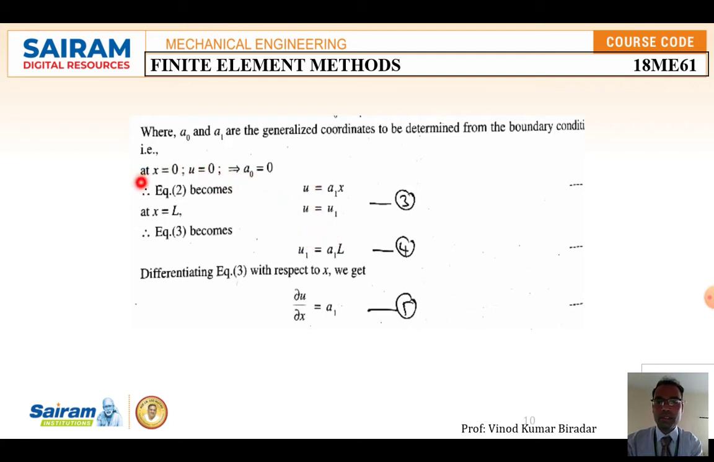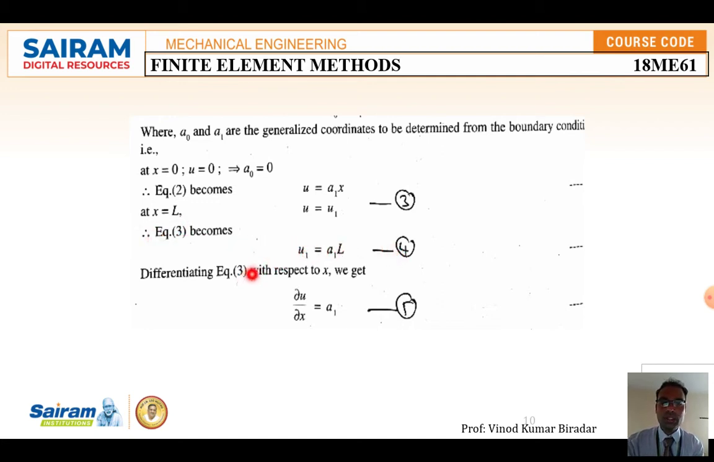I will repeat again. At x is equal to 0, U is equal to 0, so A0 is equal to 0. After substituting into equation number 1, that is the polynomial function, equation 2 becomes U is equal to A1 x, giving equation number 3. Again at x is equal to L, substitute U is equal to U1. From equation number 3 you get U1 is equal to A1 L, giving equation number 4.